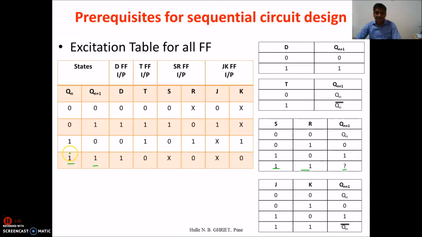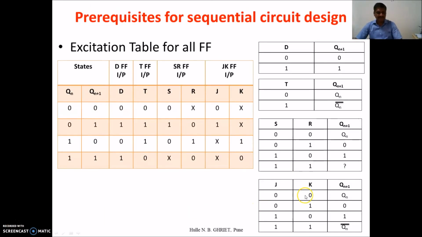But this is the present state of the machine, that is the output of the machine, and this is the output to be in the next clock cycle of the machine. That's why it is not related to this 1 and 1, and this is an undefined condition. Finally, we will discuss the excitation table of the JK flip-flop.